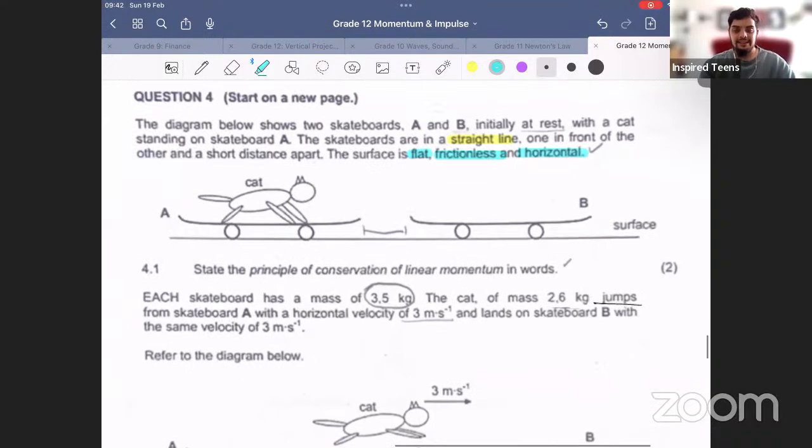Okay, so yes, again, these specifications do not need to be mentioned for us to assume ourselves that it is conservation of linear momentum, but they are mentioned in this case, which just confirms to us, okay, conservation of linear momentum. Why? Definitely linear. Frictionless means it is an isolated system, which means that since it's an isolated system, there will definitely be a conservation of linear momentum. Cool. Firstly, state the principle of conservation of linear momentum in words.